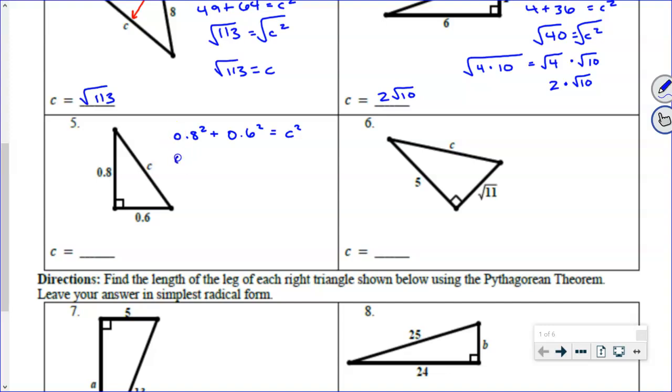0.8 squared is 0.64. And 0.6 squared is 0.36. Exactly. And 0.64 plus 0.36 ends up equaling 1. So 1 is equal to c squared. Take the square root of each side to isolate that c, and I get the square root of 1, which is 1, and that's c.